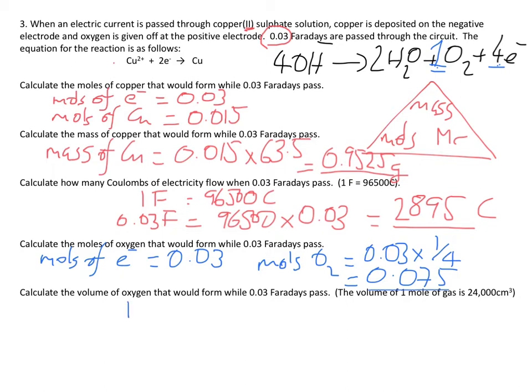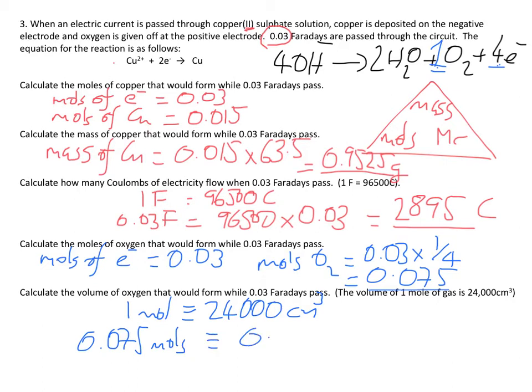So, if 1 mole occupies 24,000 centimetres cubed, 0.075 moles is going to occupy a lot less volume. In fact, it's going to occupy 0.075 of 24,000. Okay, and if you put that into your calculator, you come out with 100 centimetres cubed, which barely seems believable that it comes out as such a nice round number, but yeah, that's exactly what it should give.